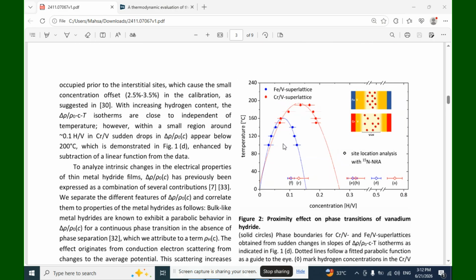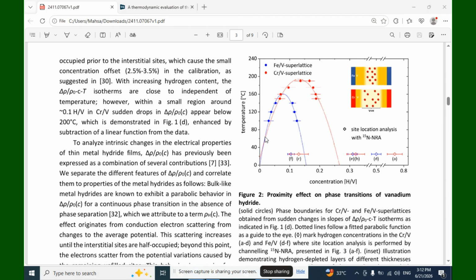So you see the bell shape in figure 2, the proximity effect on the phase transition of the vanadium hydride. On the x-axis we have the concentration, based on H per V, and on the y-axis we have the temperature in degrees Celsius, starting from 0 until 240 degrees Celsius.